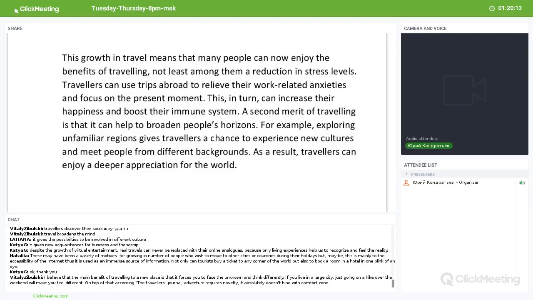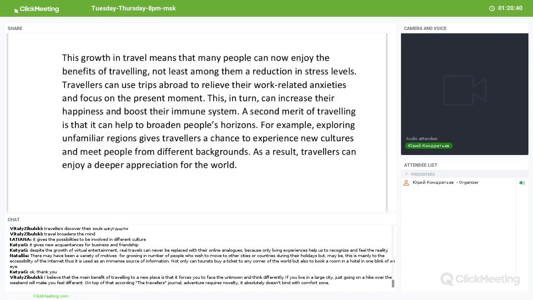Okay, and then another sentence. Thus, it is used as an immense source of information. Not only can tourists buy a ticket to any corner of the world, maybe tickets in general, but also book a room. You need a subject: but they can also book a room in a hotel in one blink of an eye. Okay, nice. In the click of a mouse, you can also say, with a click of a mouse.